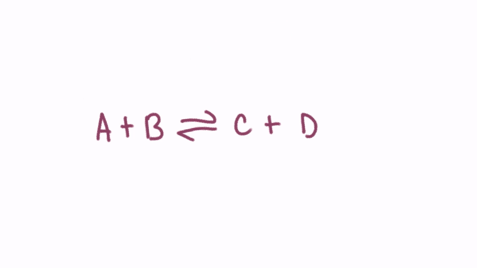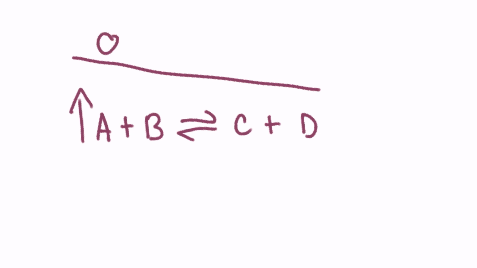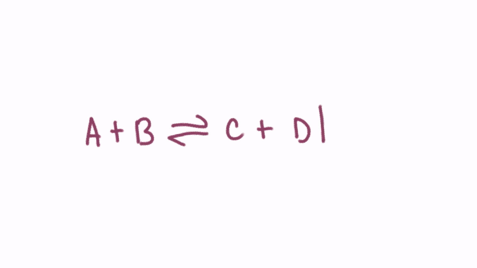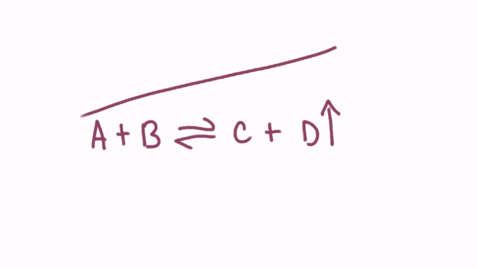So remember, when thinking about how concentration will affect a reaction, picture a seesaw. If we increase concentration, a ball will roll this way. If we increase concentration of a product, a ball being placed here will fall towards reactants.